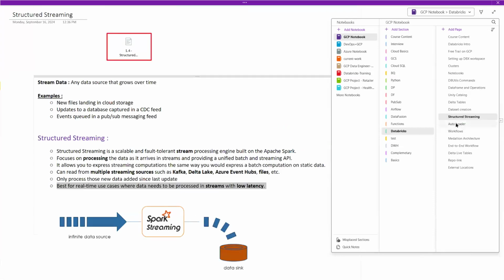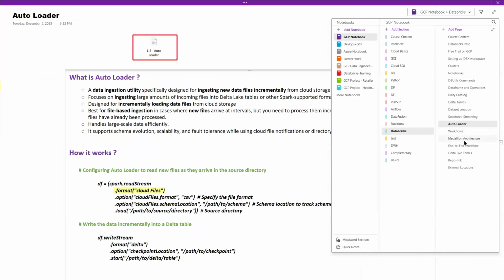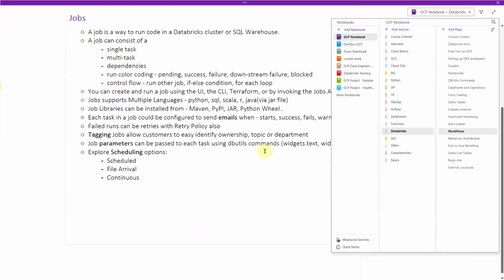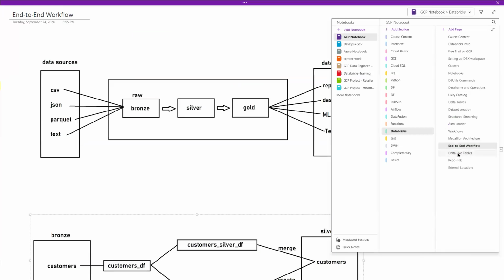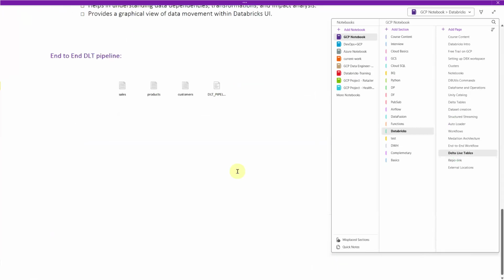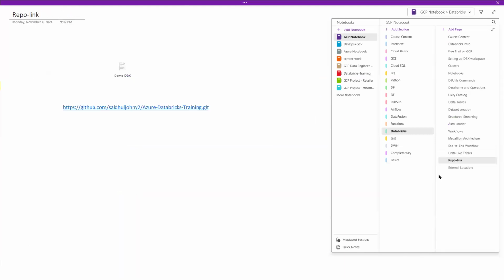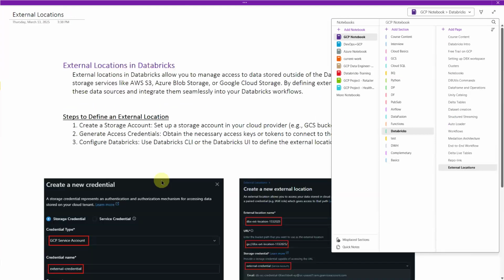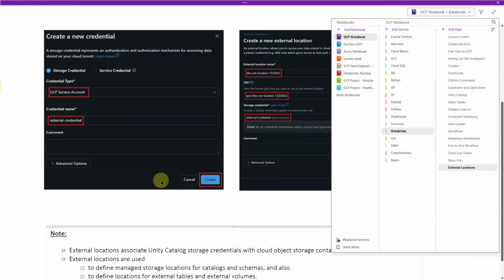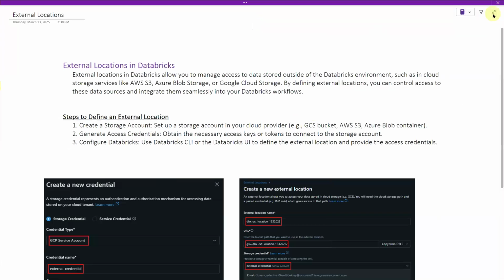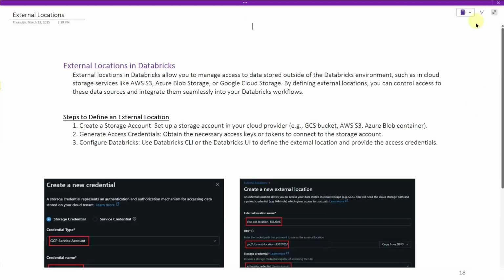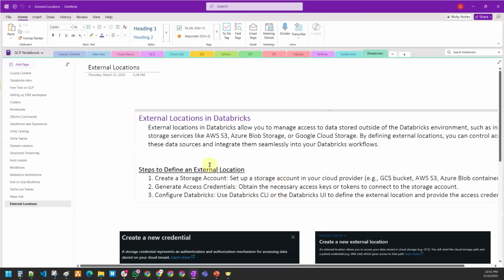So you also have structured streaming, Auto Loader, and workflows. How do we set up the workflows? Medallion architecture, end-to-end workflows, Delta Live Tables, the repository link, and what external locations are, we have that also. So everything is mentioned here, guys. This is the course where we are ending with Databricks. So end to end, everything is there.